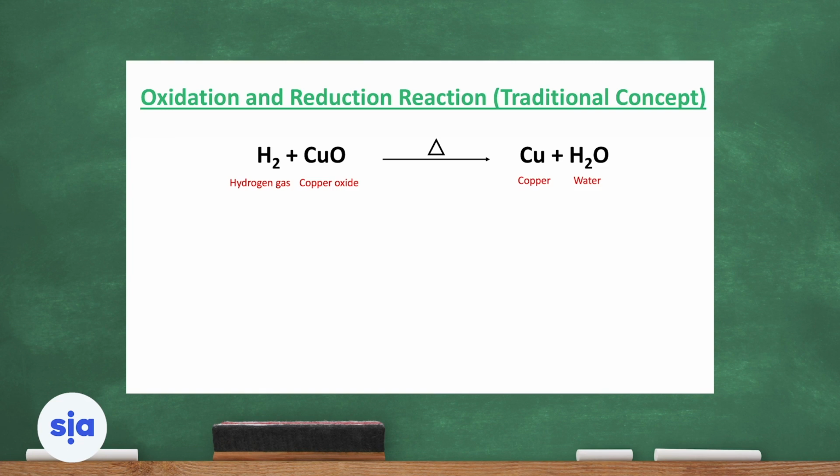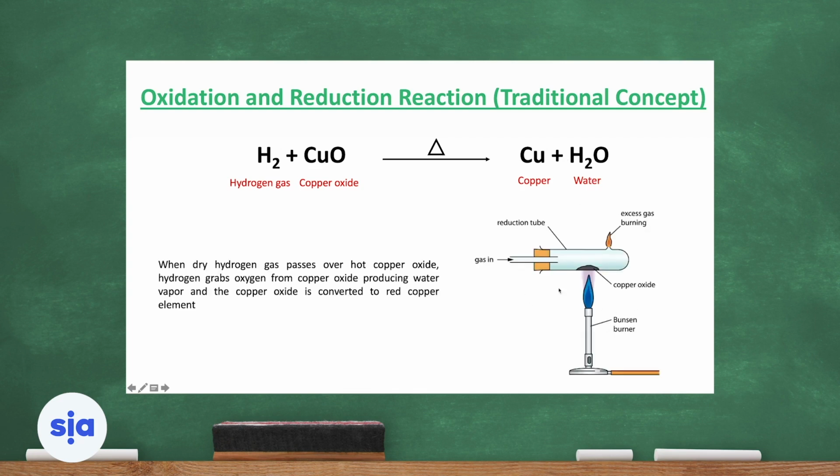Hydrogen gas, H2, plus copper oxide, under the effect of heat, will give copper and water. Look at this picture. You will find the black copper oxide in the test tube, and the hydrogen gas will pass over it. This Bunsen burner flame will provide heat. After heating the mixture, copper will be released, red copper metal, and water.